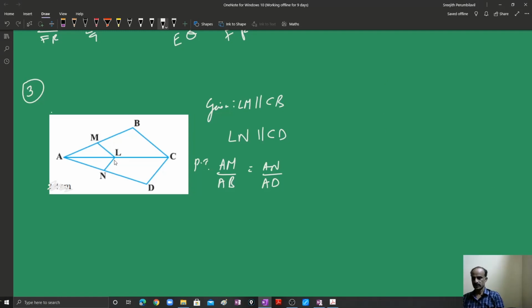LM is given to be parallel to CB. This is given; now we will start the proof part. We have to prove that AM by AB, the smaller part by the whole thing, is the same as AN by AD, the whole thing, right? So now there are different triangles in the figure. We will take triangle ABC, with A, B and C. Ready? Hope the figure is clear.